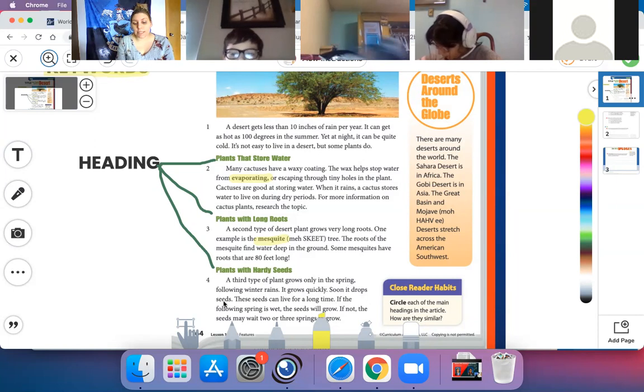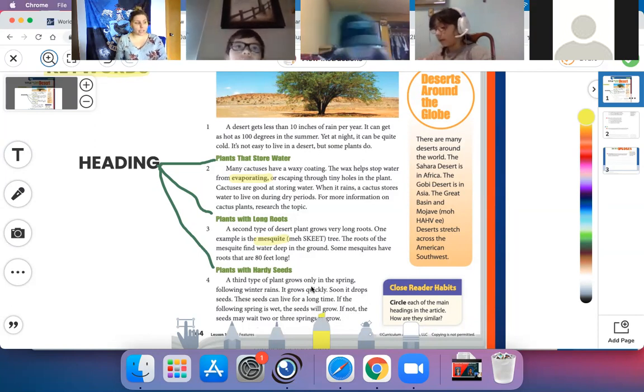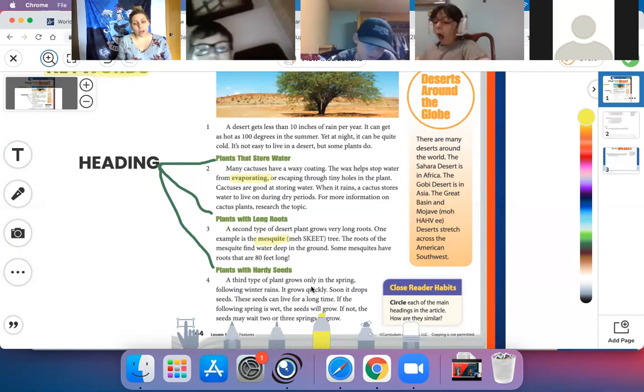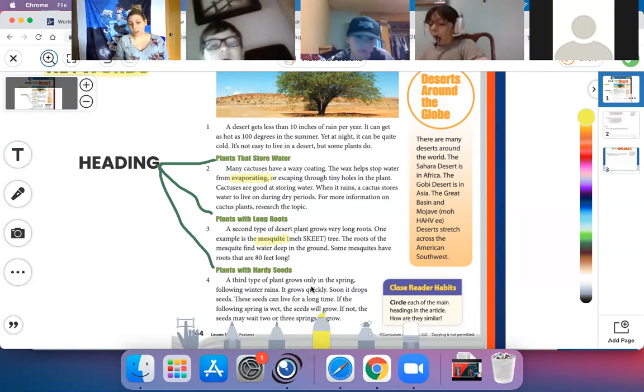Soon it drops seeds. These seeds can live for a long time. If the following spring is wet, the seeds will grow. If not, the seeds may wait 2 or 3 springs to grow. So these seeds will stay in the ground and they might grow that year. But if they know that there's not enough water to grow, then they'll just kind of hang out and wait for the next year.